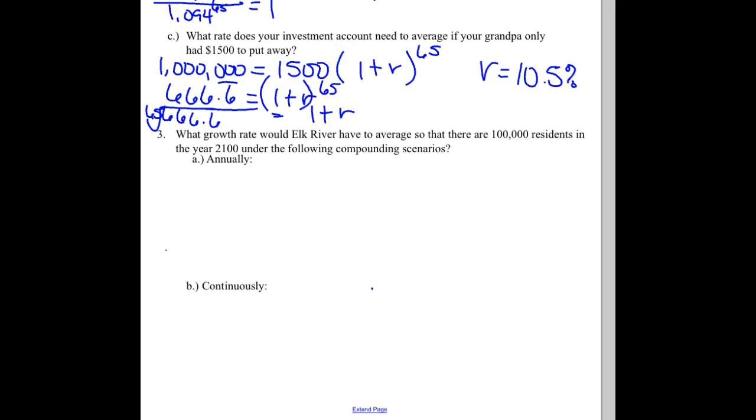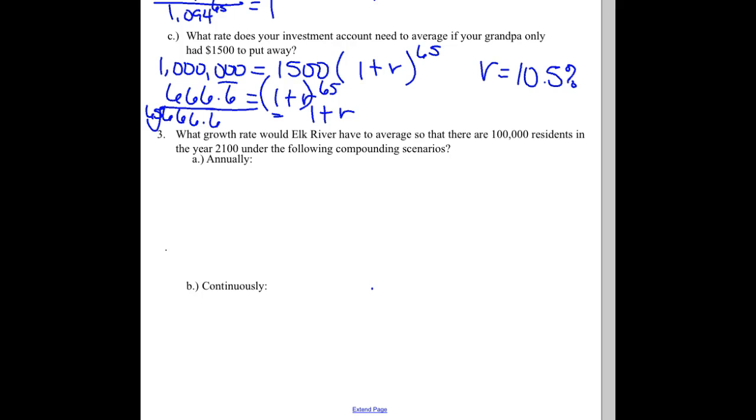All right, our last question. It says, what growth rate would Elk River have to average so there are 100,000 residents in the year 2100? It says, under the following compounding scenarios, annually and continuously. So think about the two equations that we would be using here. What would we need to know? Yes, we'd have to know a population.